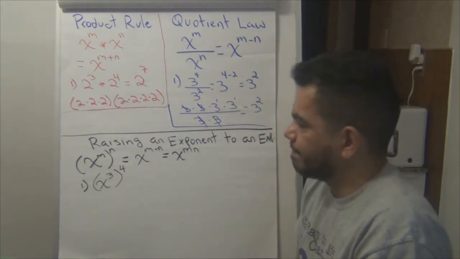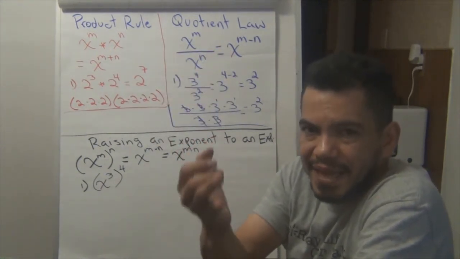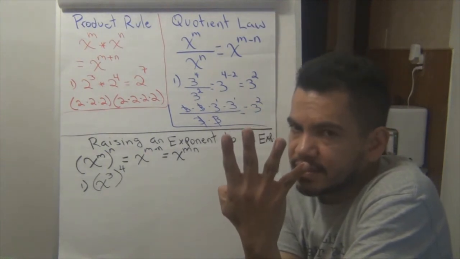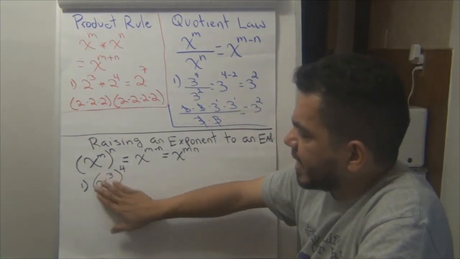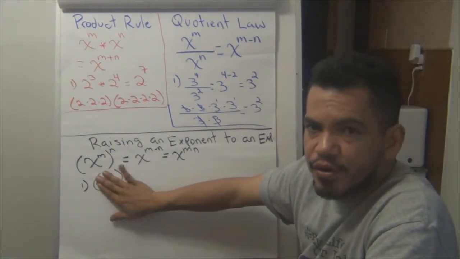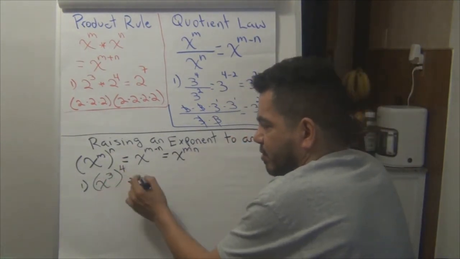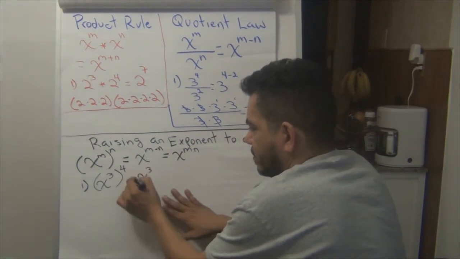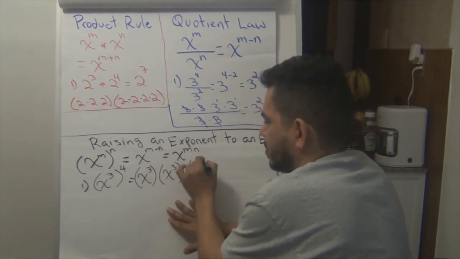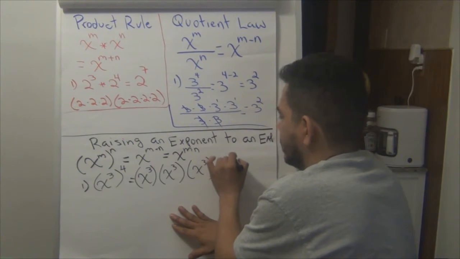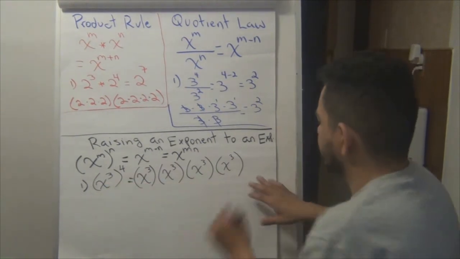Well, think about it this way. If you have x to the fourth power, that is the same thing as x times x times x times x, correct? Because that's x to the fourth power. Well, here I'm saying whatever is in parentheses, I'm raising to the fourth power. So in other words, this is the same thing as x to the third times x to the third times x to the third times x to the third. See? 1, 2, 3, 4 times I have what's in parentheses.